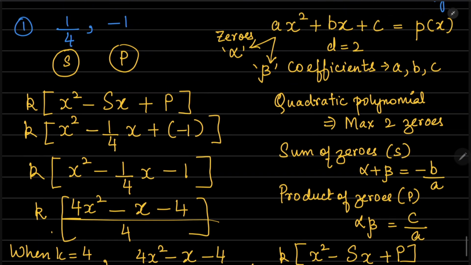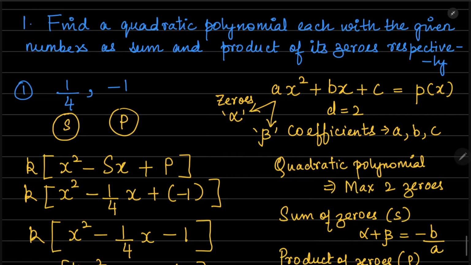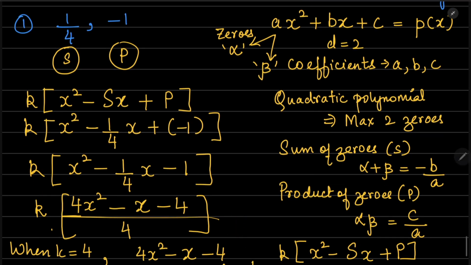Always write the formula first. Okay, you are given the sum of the zeros, you are given the product of the zeros, you just have to write the formula first. First thing that you have to do is write the formula k multiplied by, k is some constant value. And one more thing you have to remember is, for any set of values, there can be infinite number of polynomials.